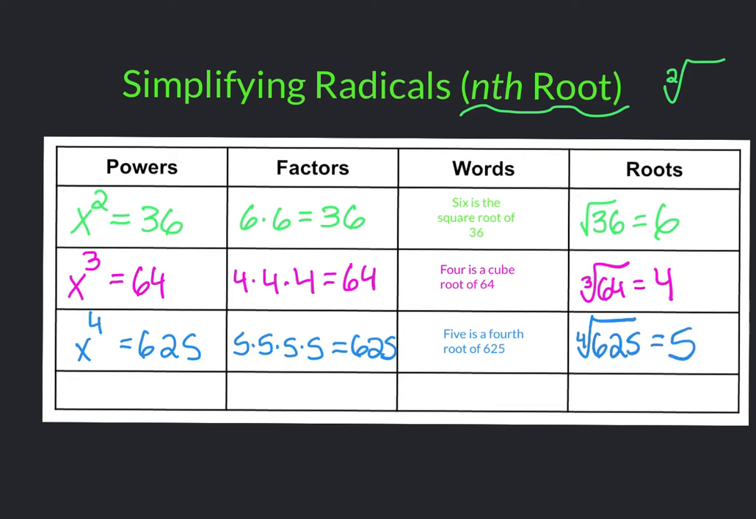If we look at this in general terms, a to the power of n equals b. That means that we have a multiplied by itself n times, and it equals b. Therefore, a is an nth root of b, or the nth root of b is a.